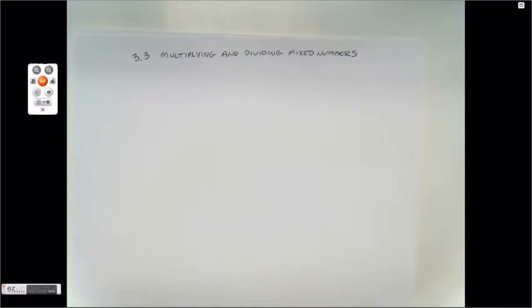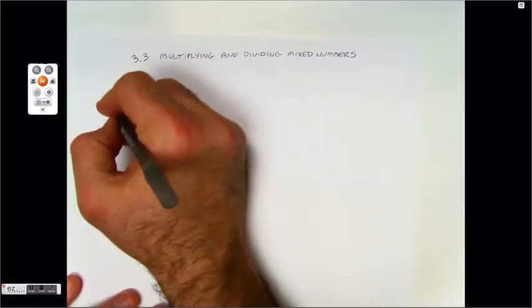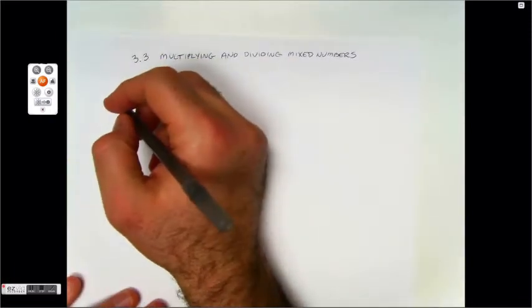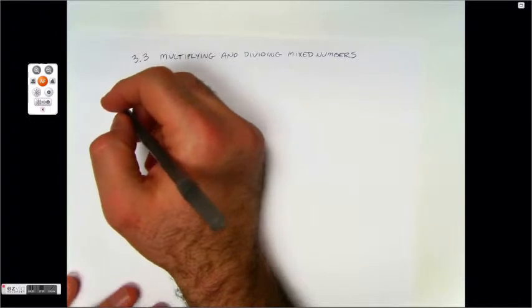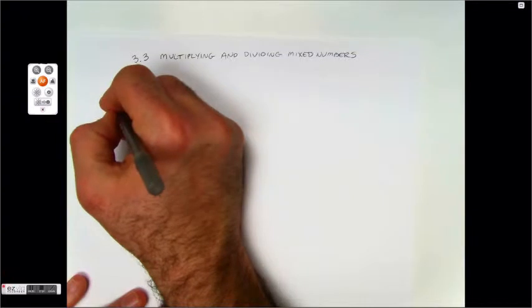Section 3.3, multiplying and dividing mixed numbers. Let's move to this new piece here. Now notice everything we've done so far, we've dealt with the operation, so we're going to continue that with the mixed numbers. Let's just jump right in on page 151.